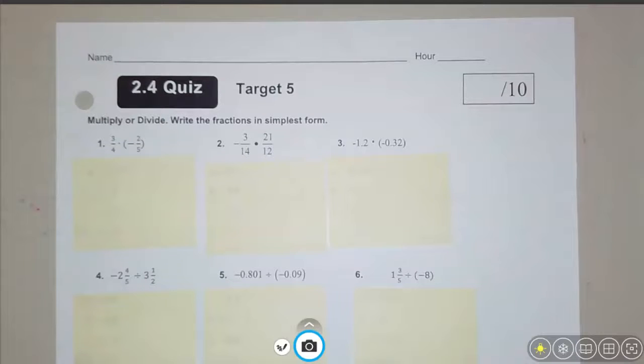Okay, we're going to go over the 2.4 quiz. So this is multiplying and dividing with fractions and decimals and some negatives. First, I'm just going to go through and put whether the answer should be positive or negative.